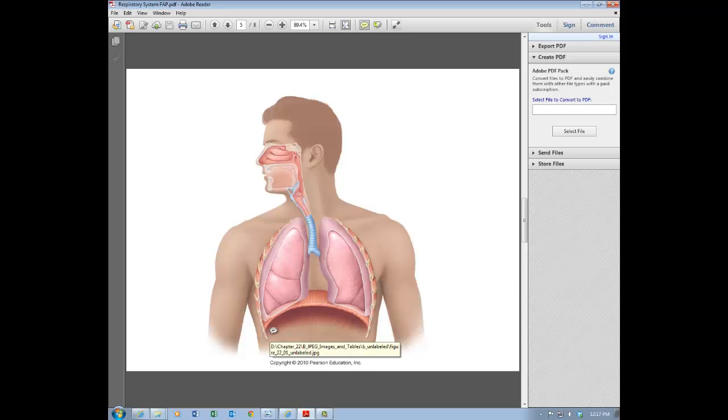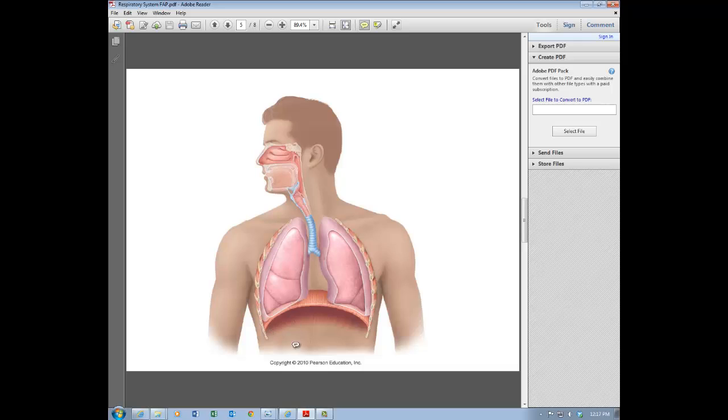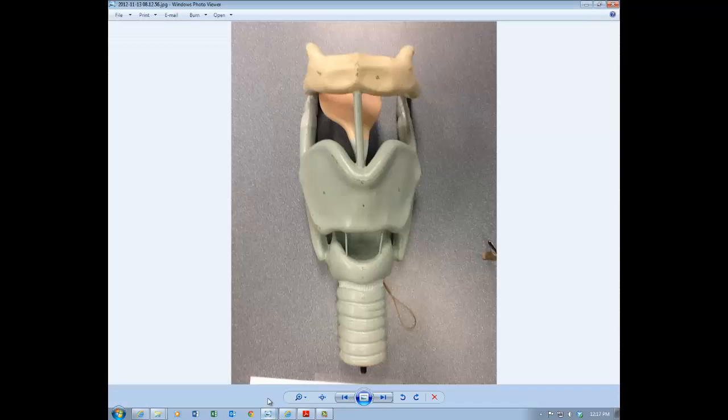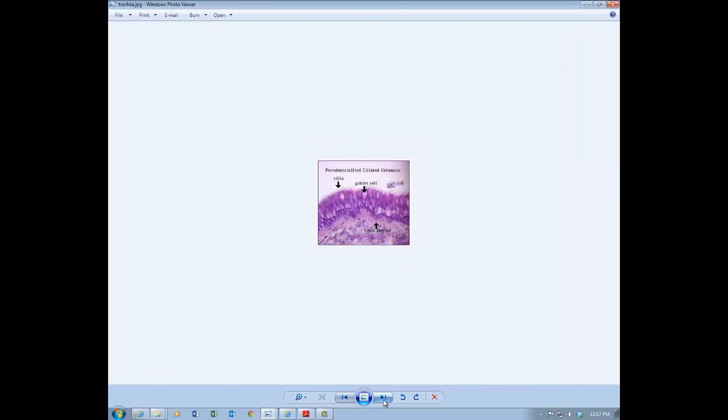So I'll look at the picture here of a model. Bear with me, we have a couple of extra slides in this photo.